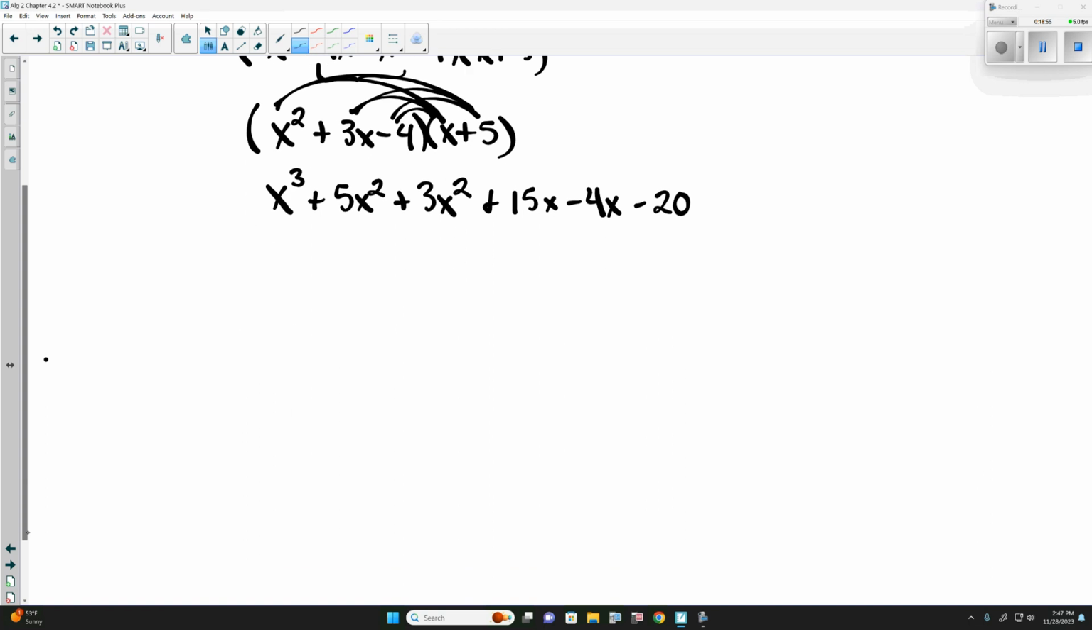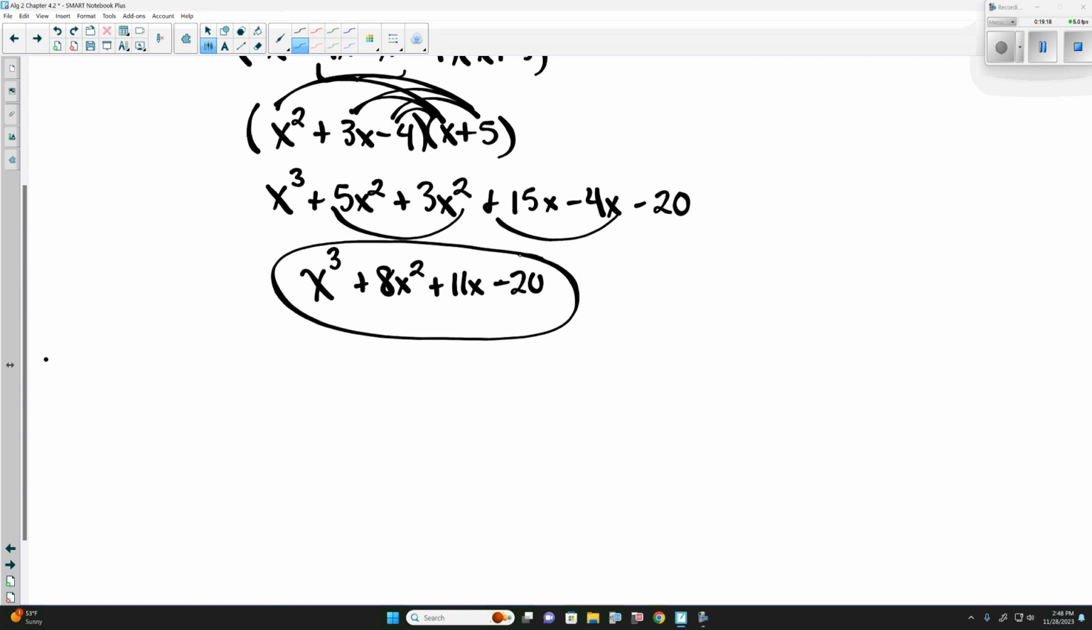Last but not least, we do need to combine our like terms. X cubed doesn't have any like terms. But our squared terms, 5x squared plus 3x squared is plus 8x squared. 15x minus 4x is plus 11x. And then we have minus 20. And that is it.